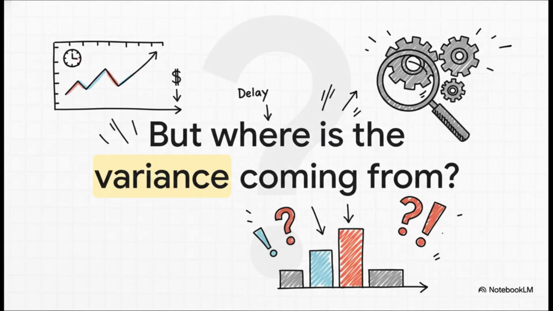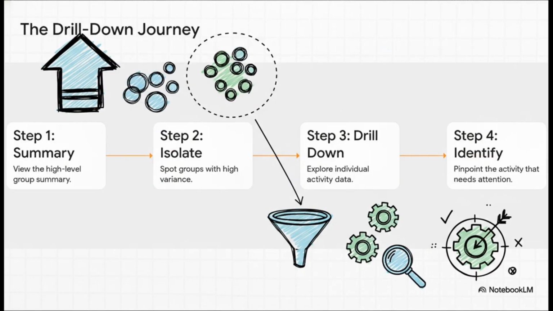So you've spotted a variance at the summary level. The next question is always, okay, but what's causing this? Which specific activities are the real culprits behind that delay? This is what we call the drill down journey. It's like being a detective.